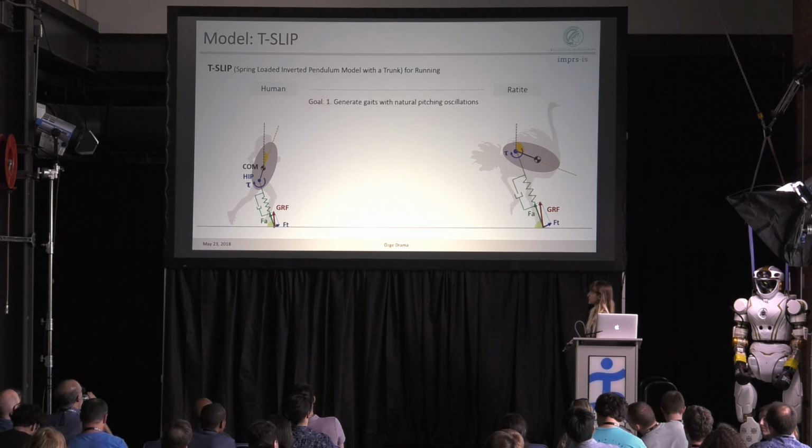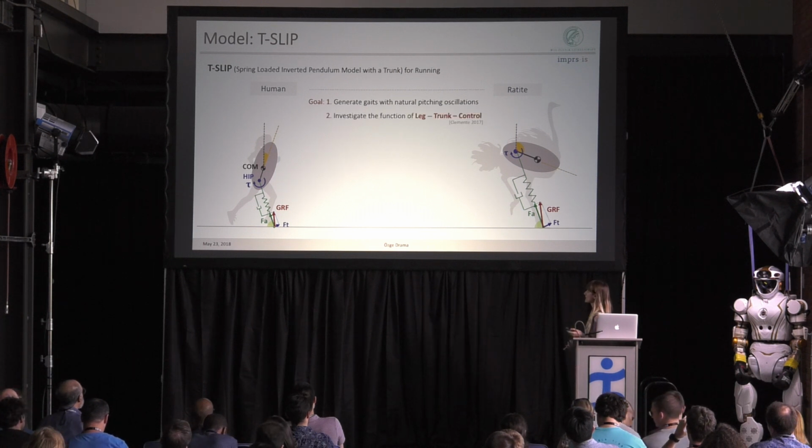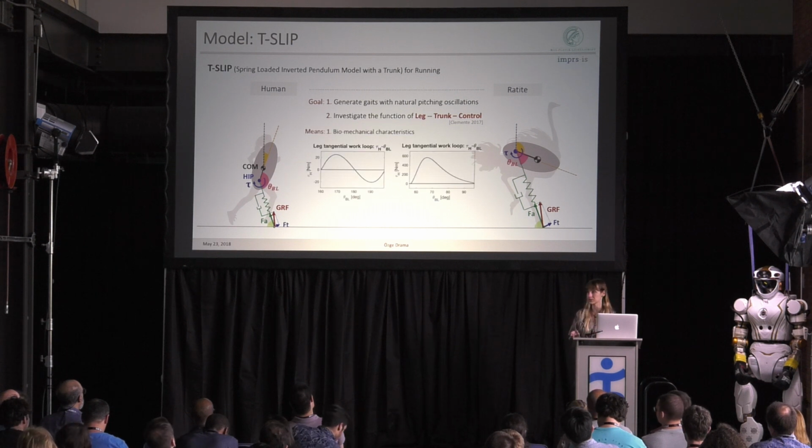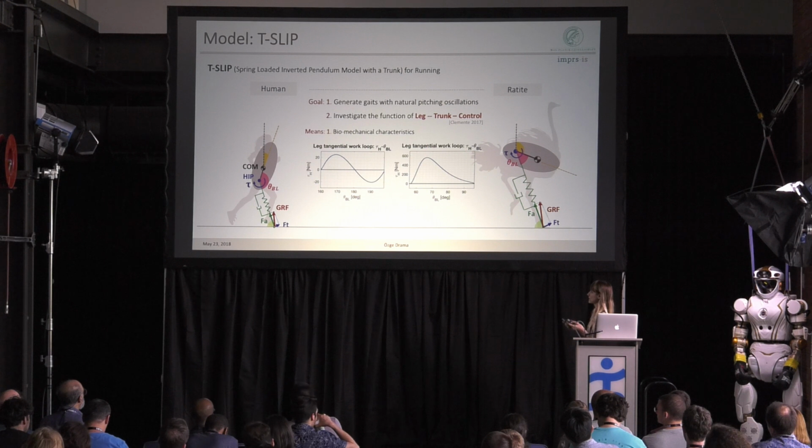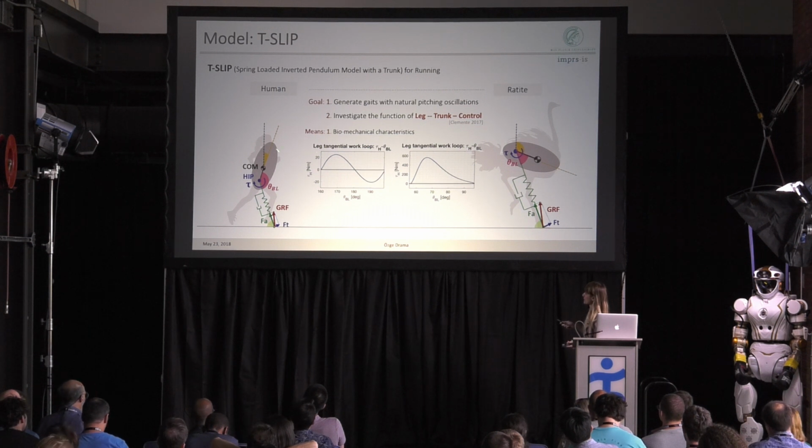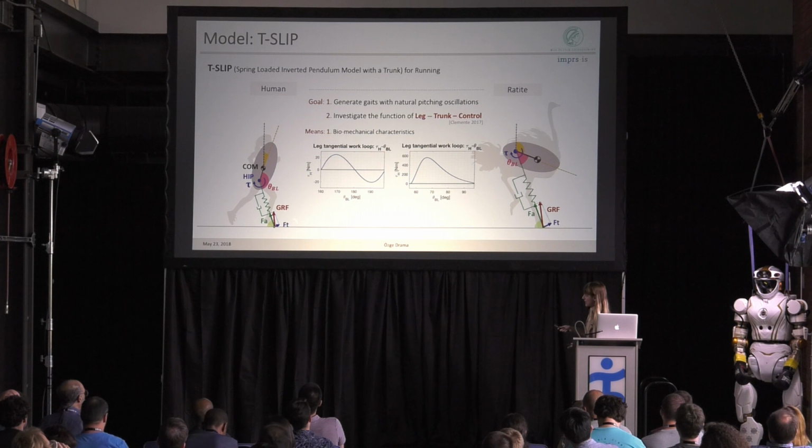So what I want to achieve is to generate gaits with natural pitching oscillations and investigate the function of leg, trunk, and control. So how am I going to do this? I'm going to do a biomechanical analysis basically and look at the differences between the morphologies. As an example, I picked for my simulation the hip torque versus the angle between the trunk and the leg.